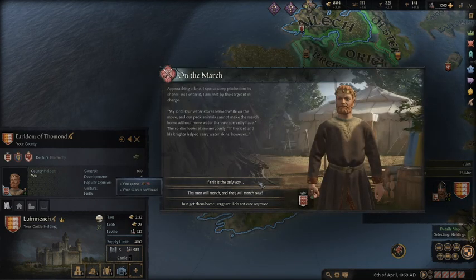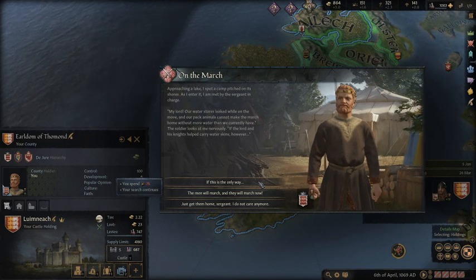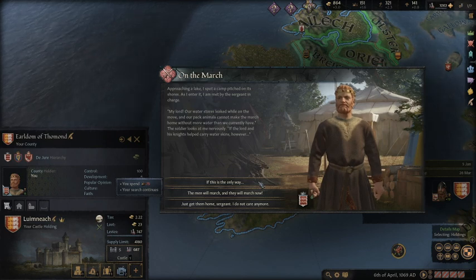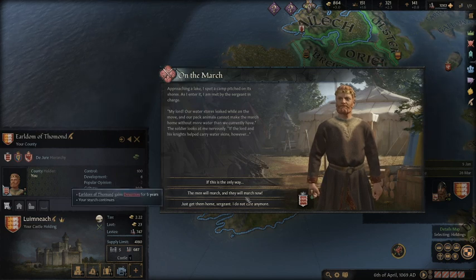Approaching a lake, I spot a camp pitched on its shores. As I enter it, I am met by the surgeon in charge. My lord, our water stores leaked on the move, and our pack animals cannot make the march home without more water than we currently have. The soldier looked at me nervously. If the lord and his knights helped carry water skins, however, this is the only way, or the men will march and they will march now.